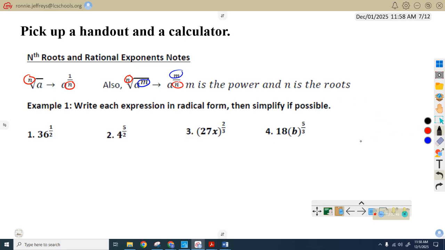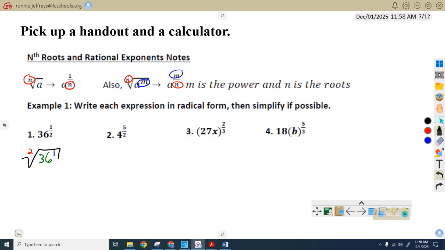It says simplify if possible. That's why we actually have the calculators. All right, so radical sign. 36. Okay, what's the top number? What's the power? 1 goes here. And what number's on the bottom? 2. It goes in the gutter. Okay, now that's actually understood to be the square root of 36.